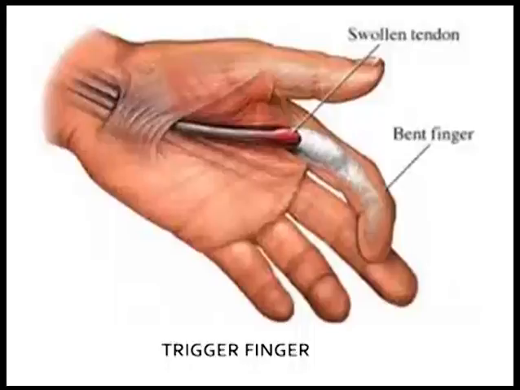And this is basically as though you are pulling the trigger. The tendon is swollen and the finger is bent, and it resembles the motion of pulling the trigger in a gun.